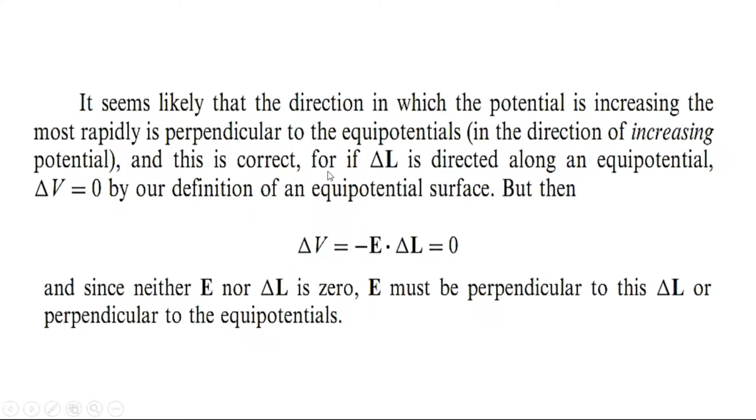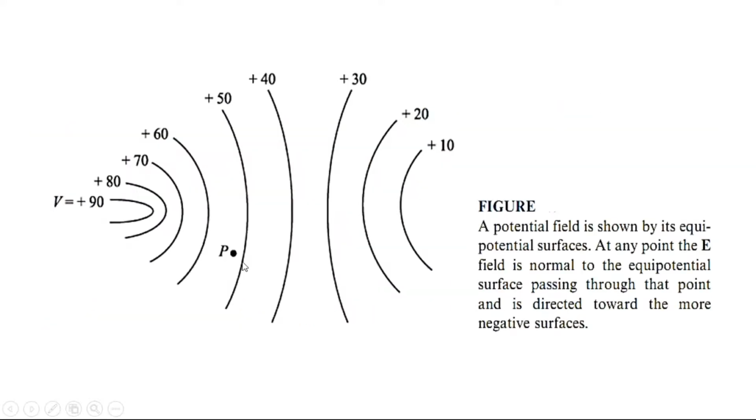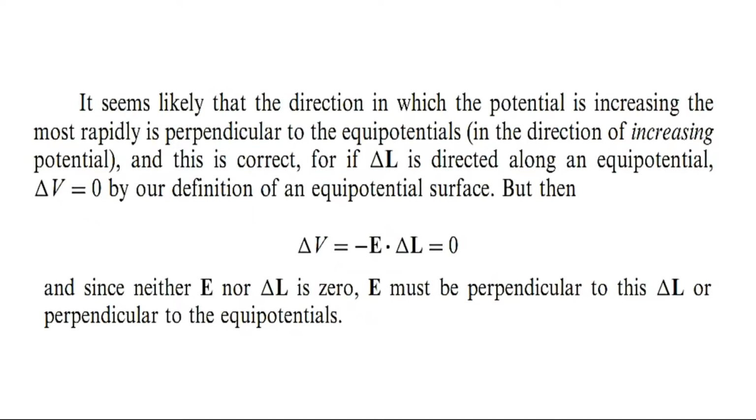And this is correct because if del L is directed along the equipotential, if we direct del L along the equipotential, there is no change in potential. And when there is no change in potential, this product will be zero. So if del L is directed along the equipotential, del V is zero, as by definition of an equipotential surface.